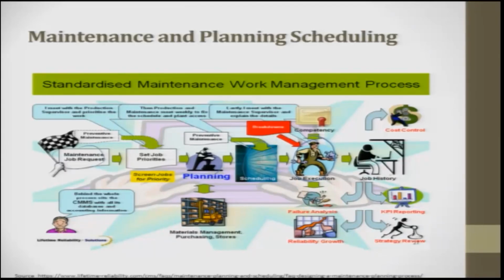And if you go back and see design for assembly, disassembly, we said acquiring data from history, this is the place where they record the history. Okay. And then what all has to be charged, they charge, and what all has to be free, they give it free, and this is given to the customer. So, here if you see the production and the maintenance meet weekly to fix the schedule and the plant access.